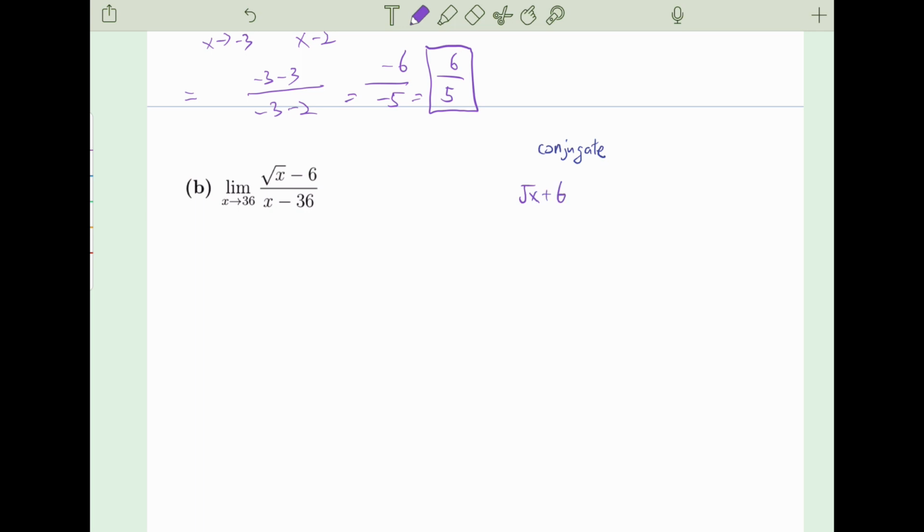This is the conjugate of this expression. This is the conjugate of square root of x minus 6. And we can also say that square root of x minus 6 is the conjugate of square root of x plus 6.